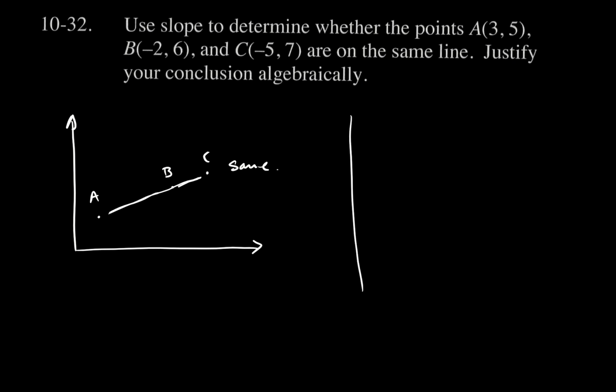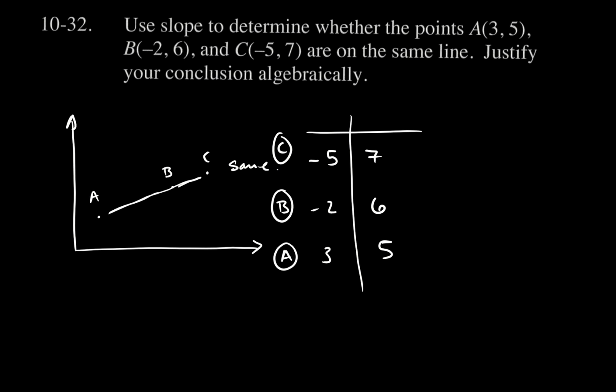I'm going to put these numbers in a data table, in order with my x value. So -5, 7, and I've got a -2 and a 6, and then I've got a 3 and a 5. So this -5, 7 is point C. The -2, 6 is point B, and the 3, 5 is point A. So those are my three points.